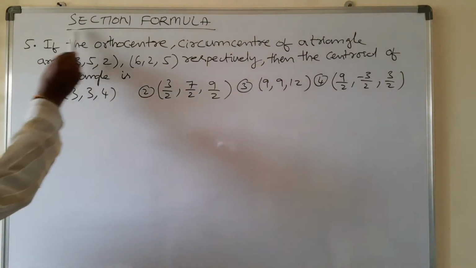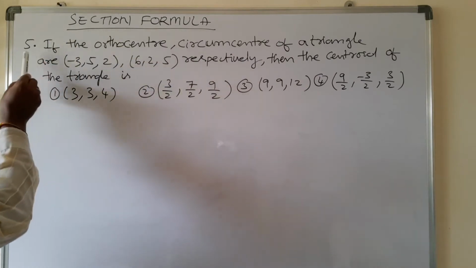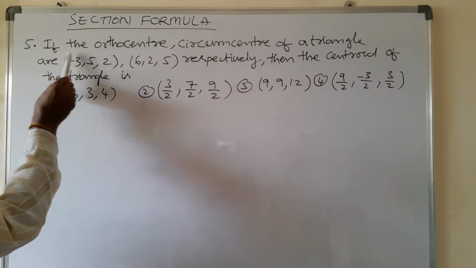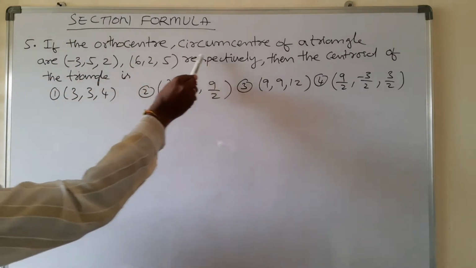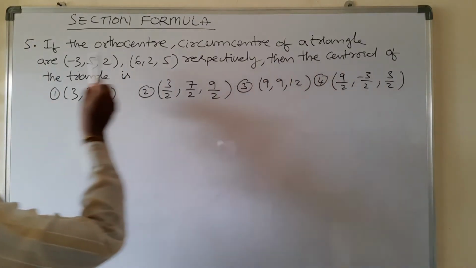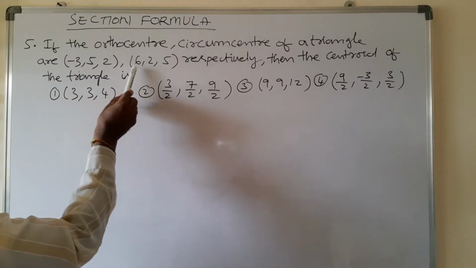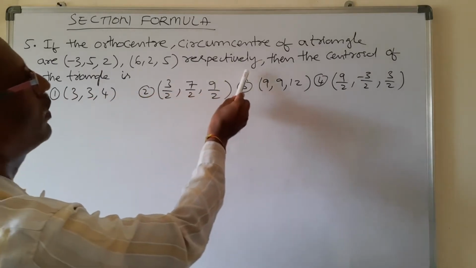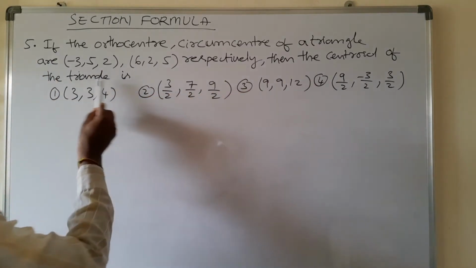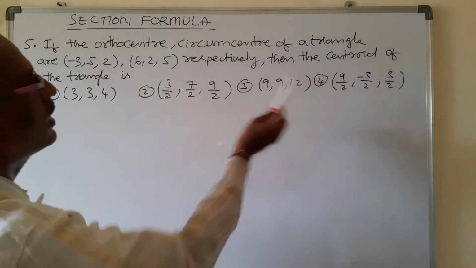Next, section formula model questions. Fifth problem. If the orthocenter and circumcenter of a triangle are (-3, 5, 2) and (6, 2, 5) respectively, then the centroid of the triangle is. Here 4 options are given.